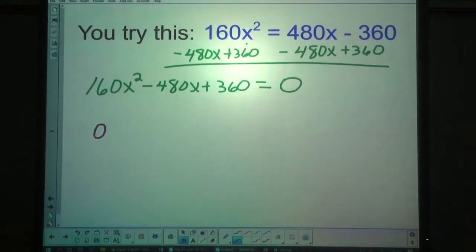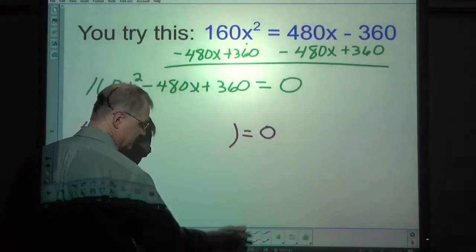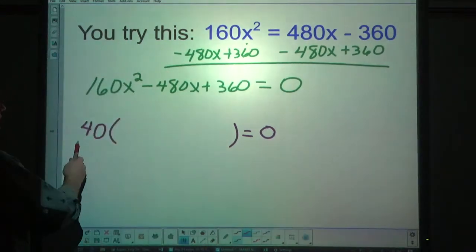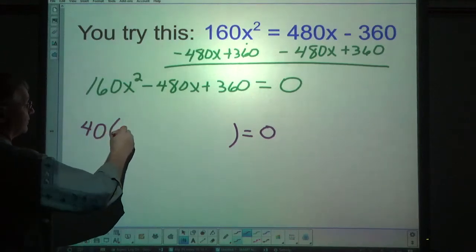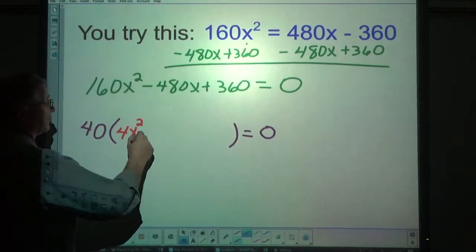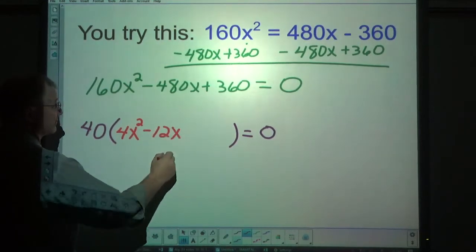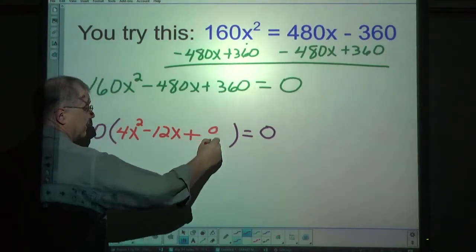I believe 16 is not going to go into all of them, because it doesn't go into 36, but 4 certainly goes into all of them. So I'm going to factor out 40. See how that works out. Now 40 times 4 would be 160, 4x squared. Let's see, 4 times 12 is 48, so minus 12x plus 4 times 9 is 36, so 9.